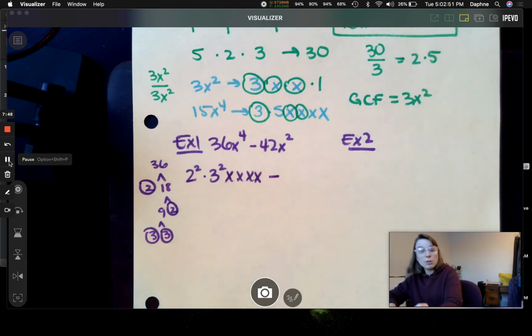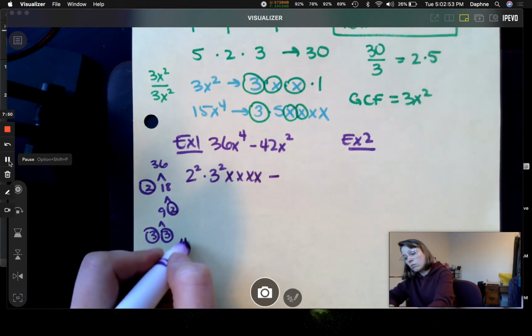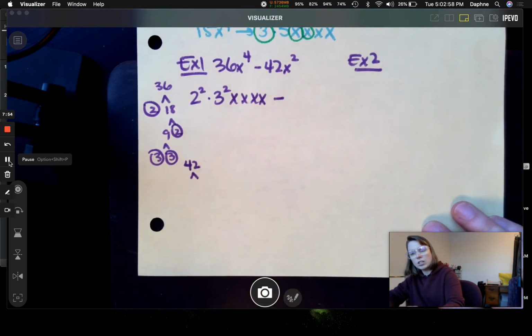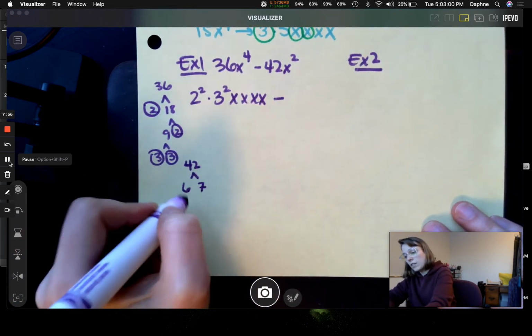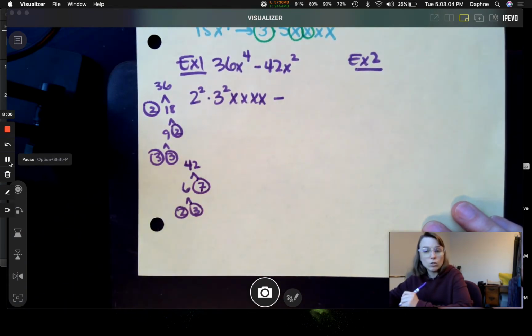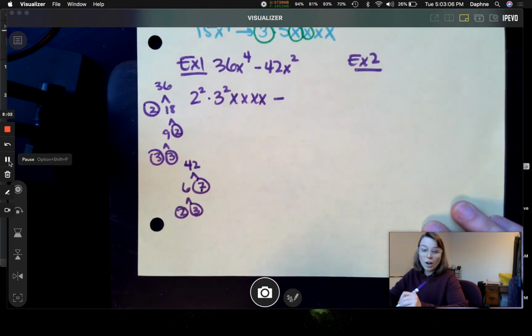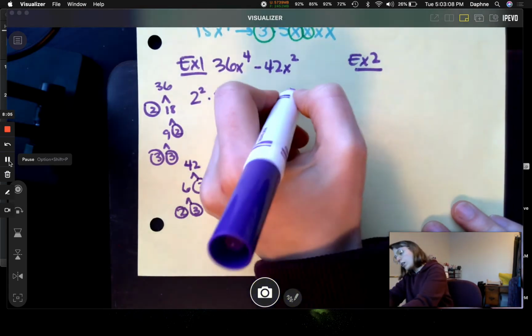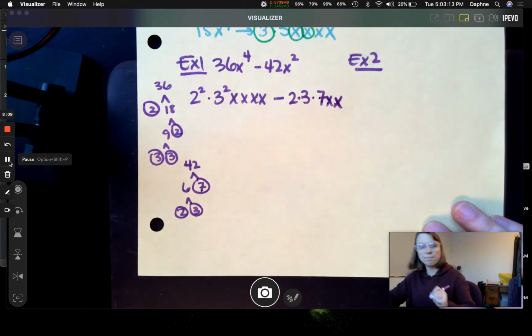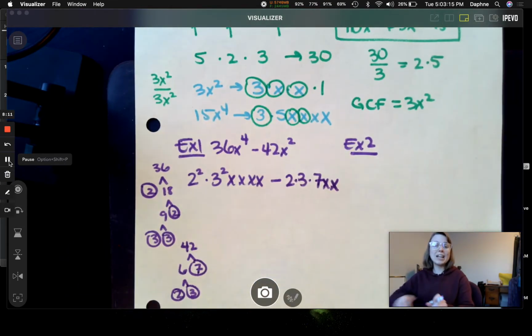minus. I'm going to do the exact same thing with that 42. So at 42, again, I have a factor tree. Here's the end of my paper if you want reference. So 42 will be 6 and 7. 6 is 2 and 3. And so I have all these loner primes. There's only one of them. So I'm going to come up here and I write 2 times 3 times 7, and I have 2 x's. This is the expanded form.